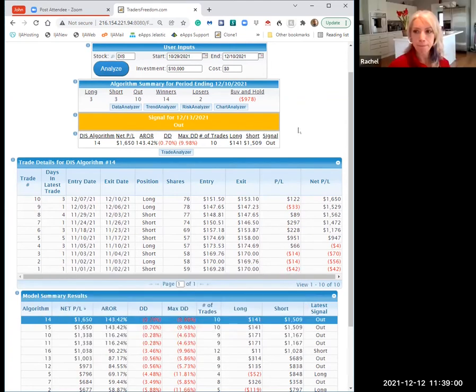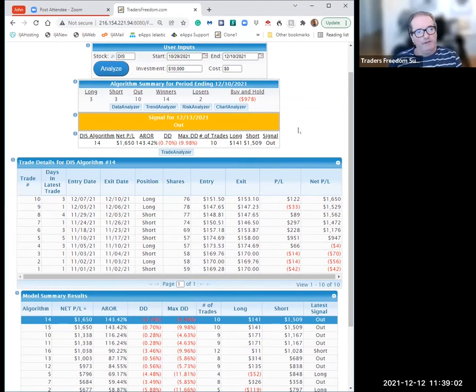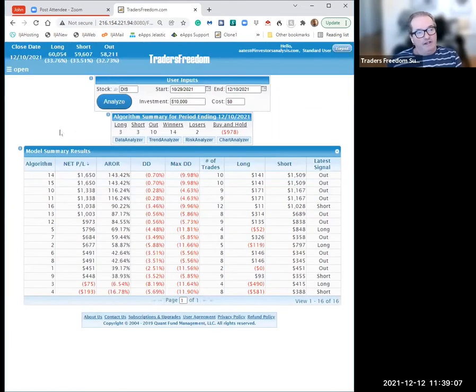I think that's important. The other thing that people will come back to us with is, okay, so I hit the analyze button on Disney and I see this group of model summary results. What makes a good model? Okay, well, the first thing is the net P&L, right? How much money did it actually make? Okay, but then how do you decide, like 1650, 1650, 1338, 1338, 1038, 1039?